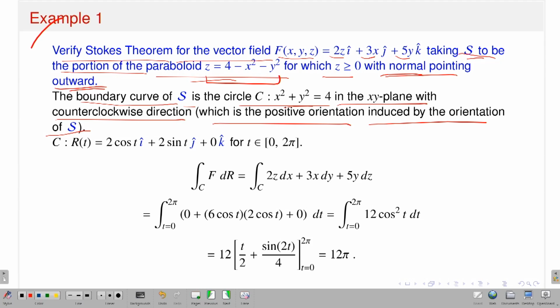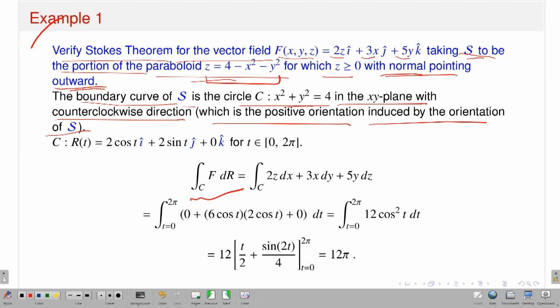So that means first you see what surface I have been given, then look at the boundary. That given oriented surface will have the boundary positively oriented. That means look at the corresponding boundary curve, and here in this example it is x square plus y square is equal to 4, and in this case what orientation am I talking about? I am talking about the counterclockwise orientation. That means the positive orientation induced from the orientation given for the surface S, right?